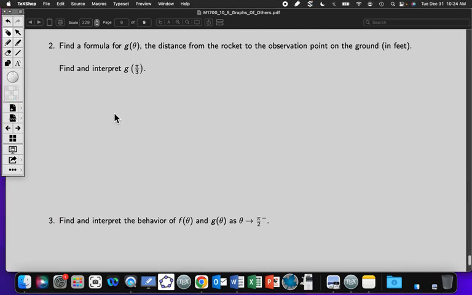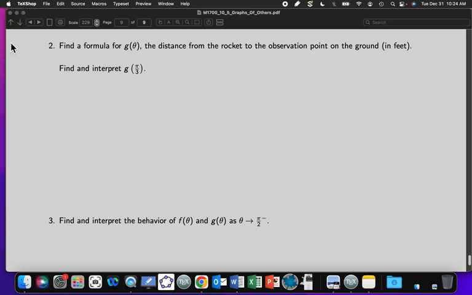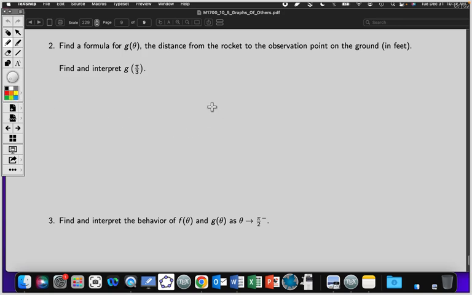Find a formula for g of theta, the distance from the rocket to the observation point. Okay, so we'll draw our picture again. Here's our observation point. Here's the ground. Here's the rocket. And now we're looking for the distance. So we got a little triangle in there. Boom. So there's my theta. The distance from the observation point to the rocket, this is what we're calling g of theta.